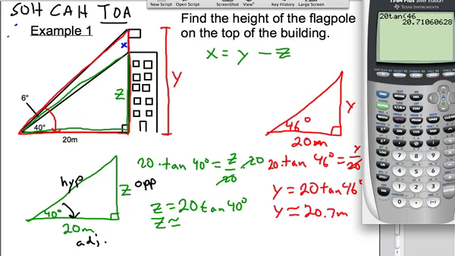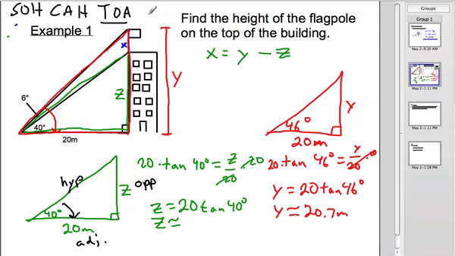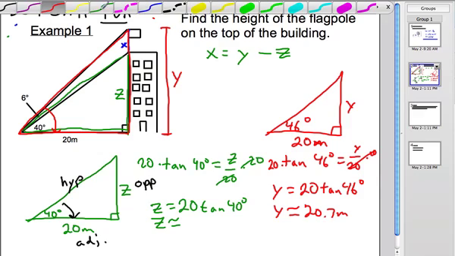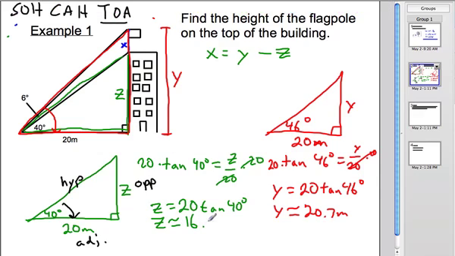And the other measurement is 20 tan 40 degrees to get my z from the previous part. And that's about 16.8 meters. Okay, so recall x equals y minus z.